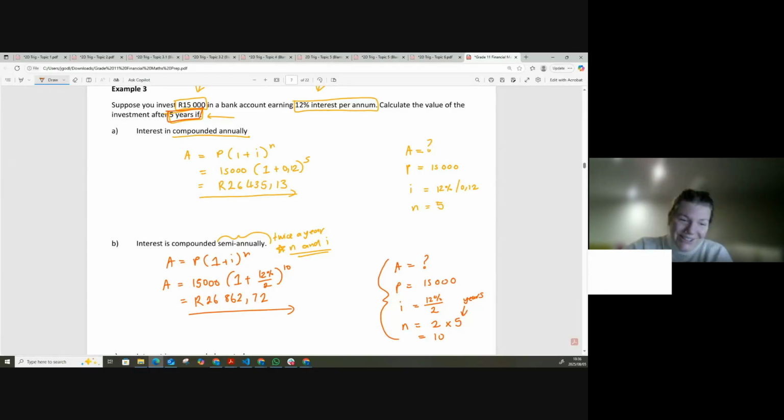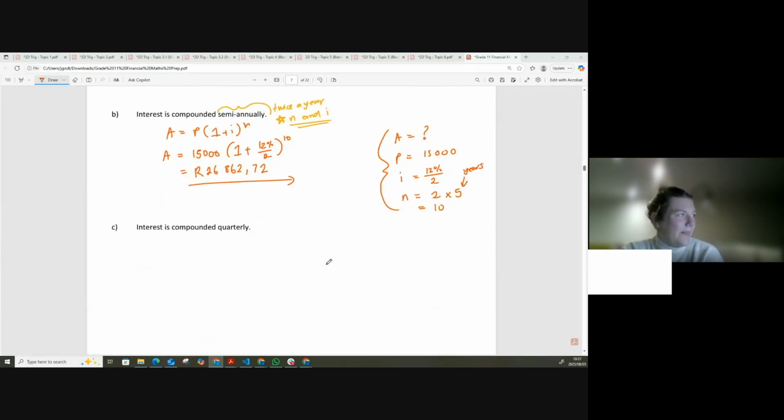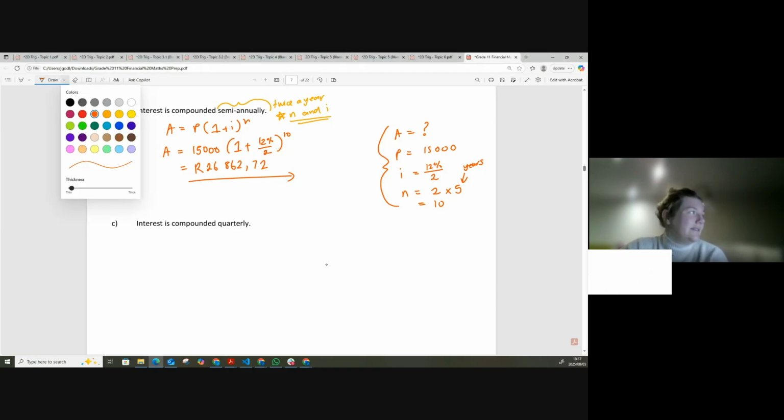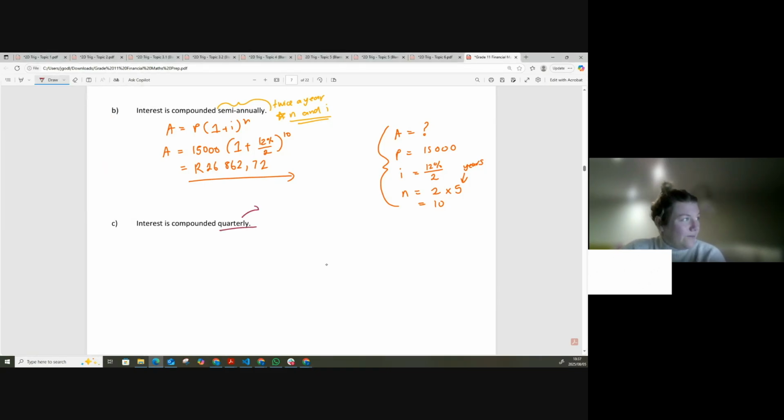Yay! Look at you all smashing financial maths. Okay. What if my interest is compounded quarterly? So quarterly means that I'm going to have 4 payments in a year.